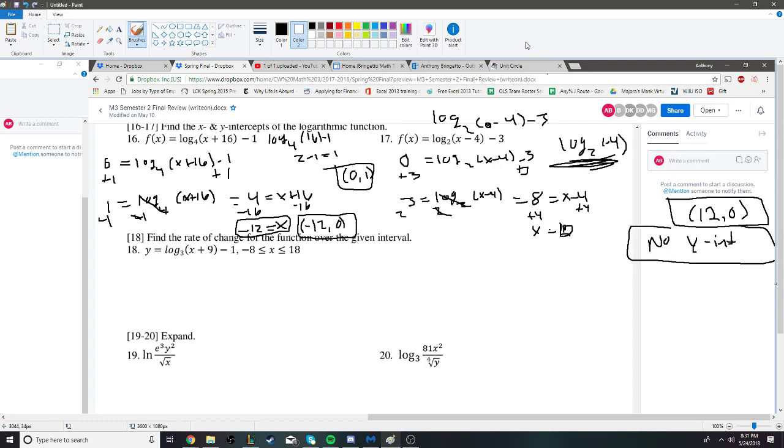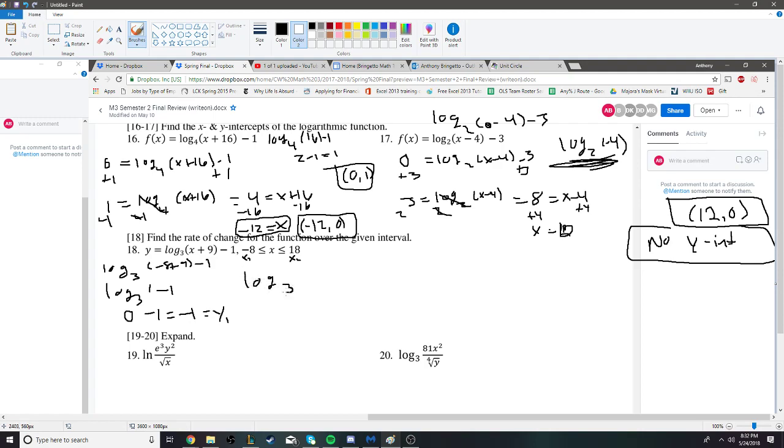Find the average rate of change. So this is going to be x1, and this is going to be x2. Got to plug them in, just like we did in Unit 6. So this is going to be log base 3 of negative 8 plus 9, minus 1, which is going to be log base 3 of 1 minus 1, and 0 minus 1 is negative 1. That is my y1 value.